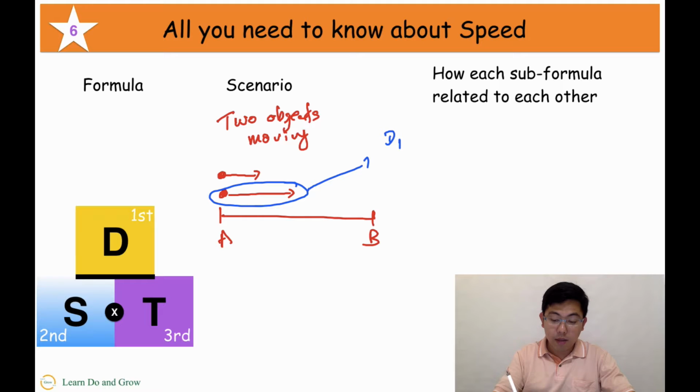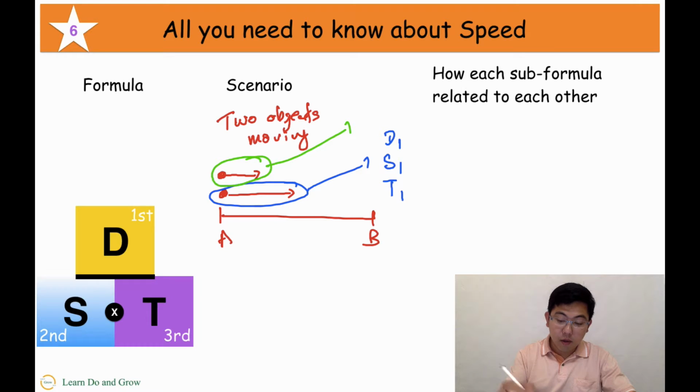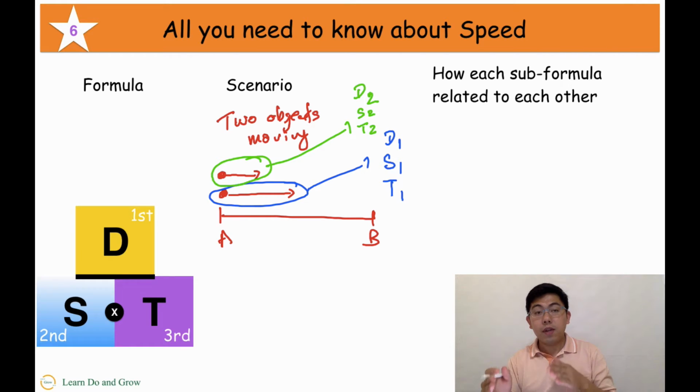I call it d1, and it travels at a certain speed s1, and it takes a certain time t1. While this object also travels the same way, d2, I call it d2, s2, and t2. So the moral of the story is this: as long as there is a different scenario, you label the distance differently. In this case, d2. d2 meaning it's not the same as d1.